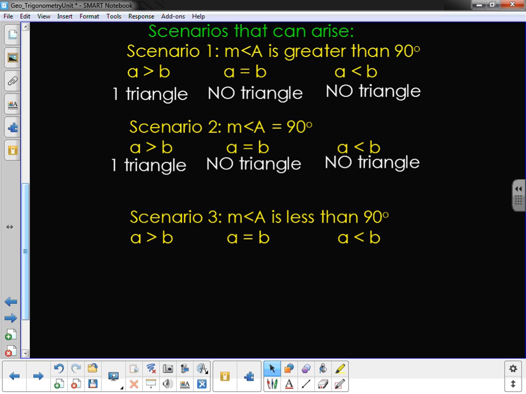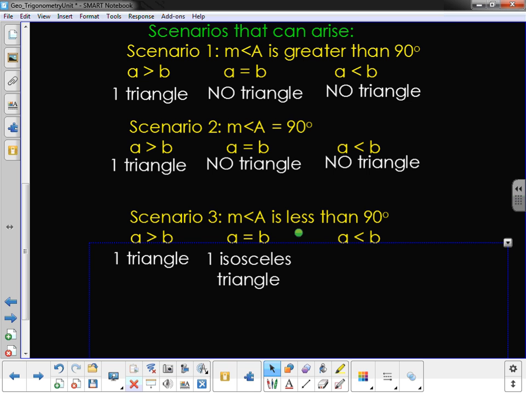And if it's less than 90 and side A is bigger than side B, again, we get one triangle. So in every case that we have, no matter what the angle is, if side A, or the side opposite the given angle, is the bigger side, we get one triangle. Now here's something that's been strange. So far, if A is equal to B, we had no triangles. But if it happens here, we get an isosceles triangle. If A equals B, we have an isosceles triangle, which makes it extremely easy to solve, because now we automatically know two angles, and that means we know the third angle. So that's an awesome case.